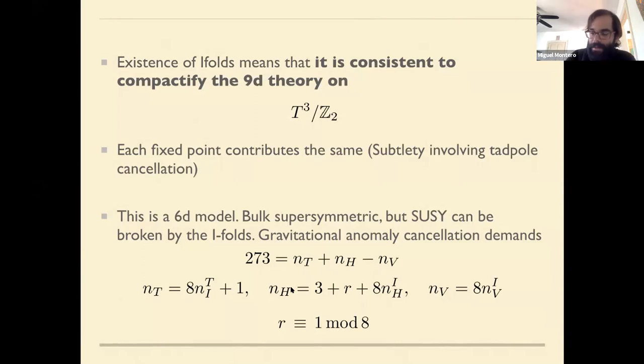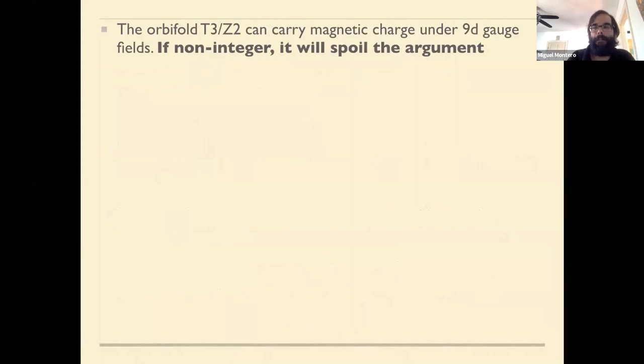OK, so there is a subtlety that I left for the next slide, which is when I was making this I-fold compactification and putting all eight I-folds in the torus, there is a possibility that you need to add extra objects to cancel some sort of tadpole. In fact, the I-fold has the right dimension to carry magnetic charge under the 9D gauge fields, so there could be a tadpole for the magnetic charge of the 9D gauge fields.